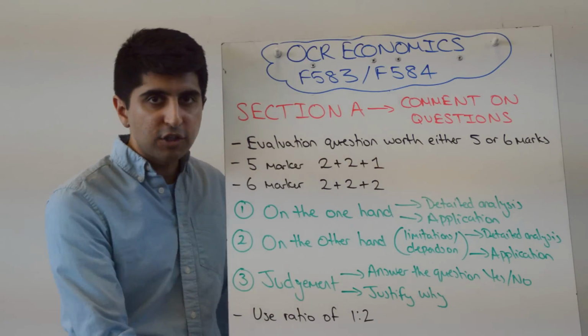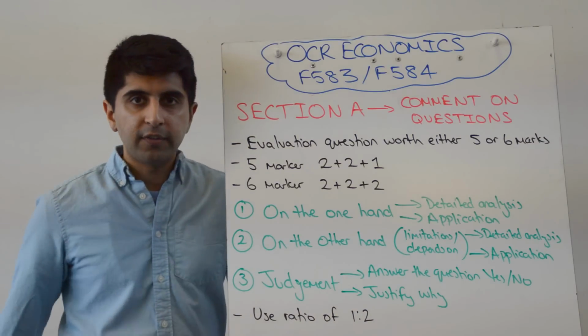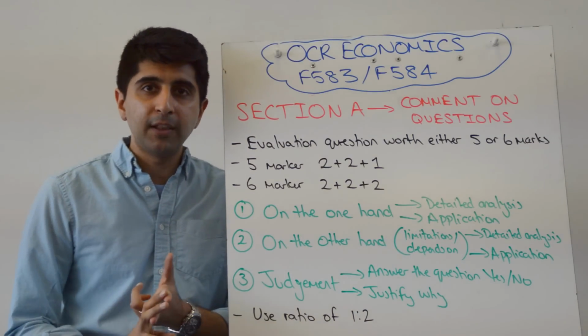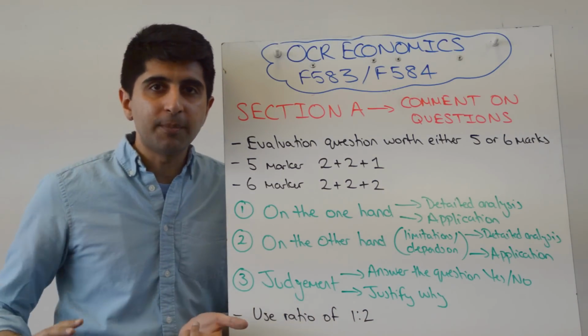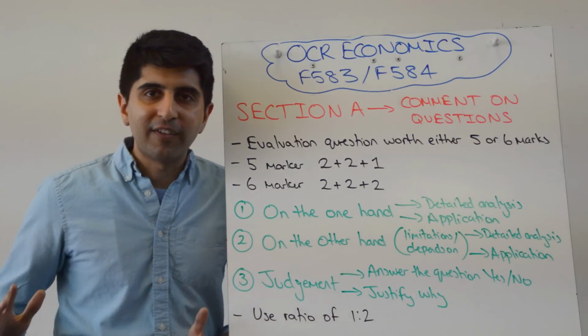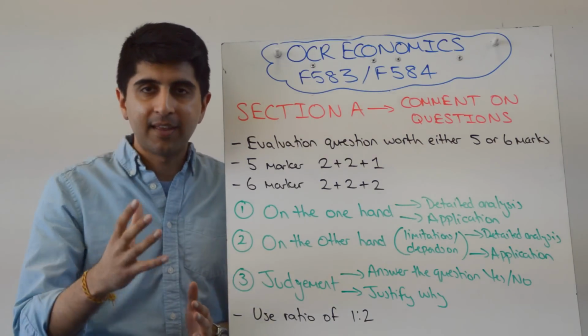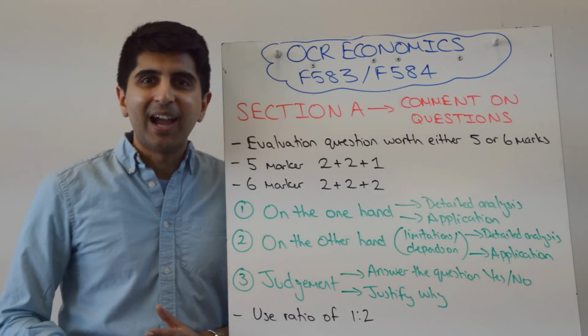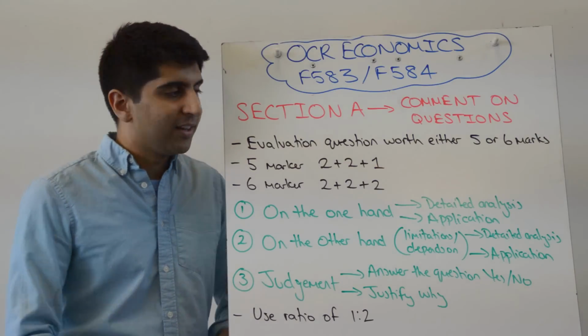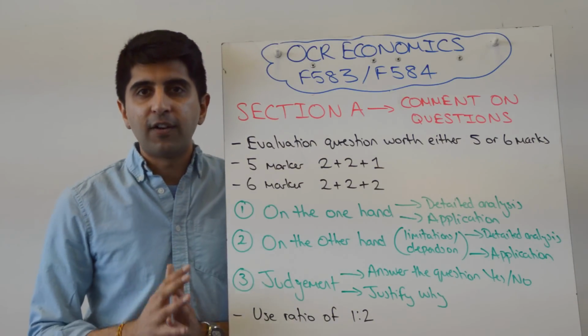Like I said, follow the ratio of 1 to 2. Your 2 points on the other hand could be 1 limitation, 1 depends on, 2 limitations, or 2 depends on points. Doesn't matter. They're all evaluation points in the OCR examiner's head. They'll all be in the mark scheme when it comes to marking your essay. So that's how to do a comment question. Very important.